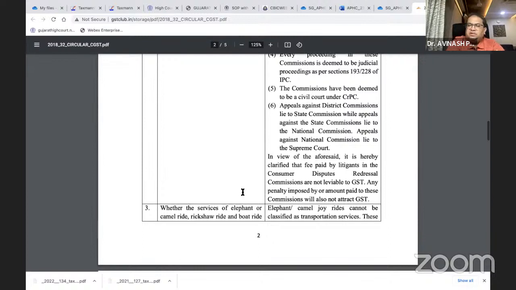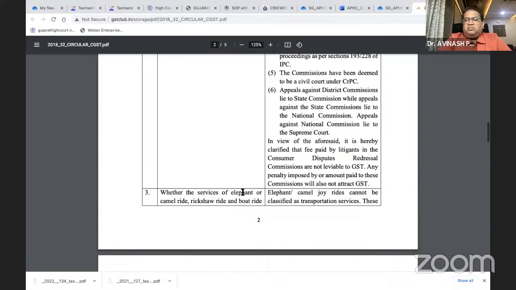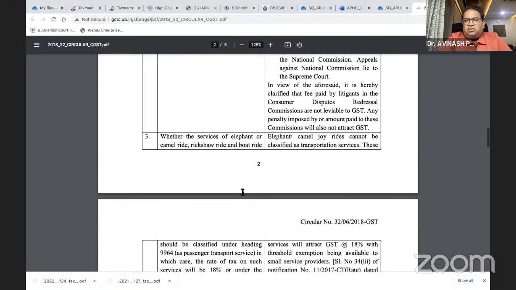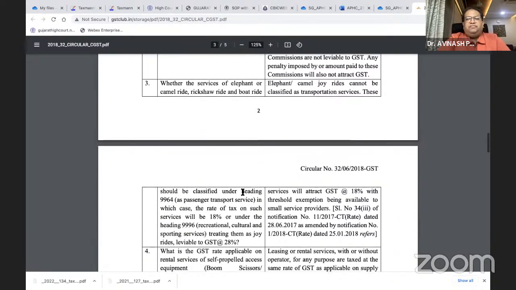So in view of the aforesaid, it is hereby clarified that fees paid by litigants in Consumer Dispute Redressal Commissions are not liable to GST. Although it is not a tribunal, it is almost parallel to a tribunal. This is what is being explained and clarified. Any penalty imposed by or amount paid to these commissions will also not attract GST. So therefore, any penalties or the amount which is paid to the commission, that also will not attract any GST liability.